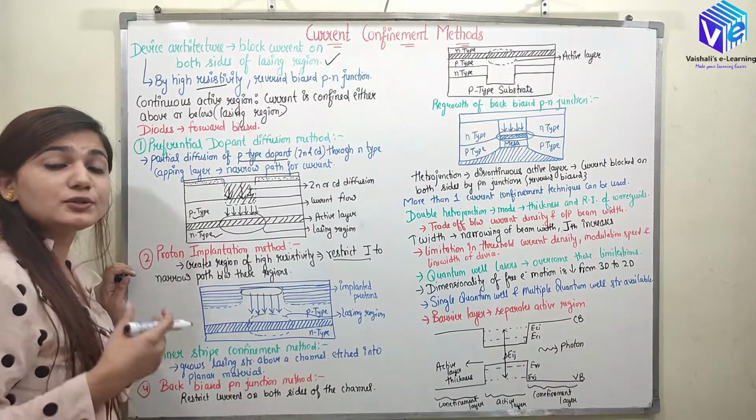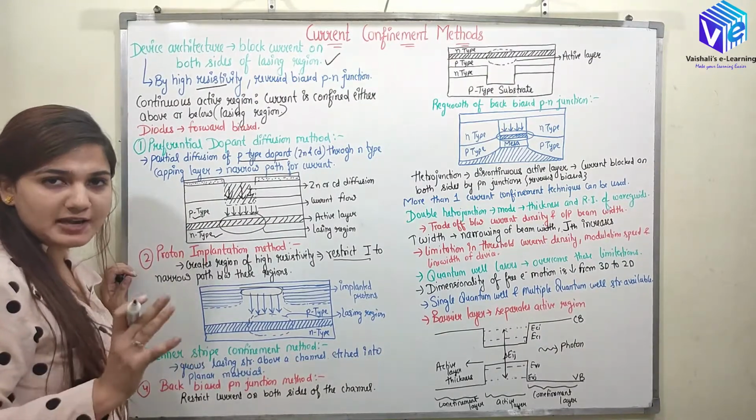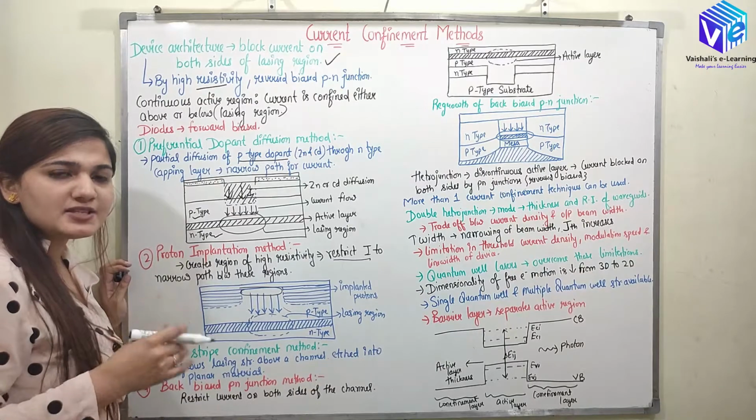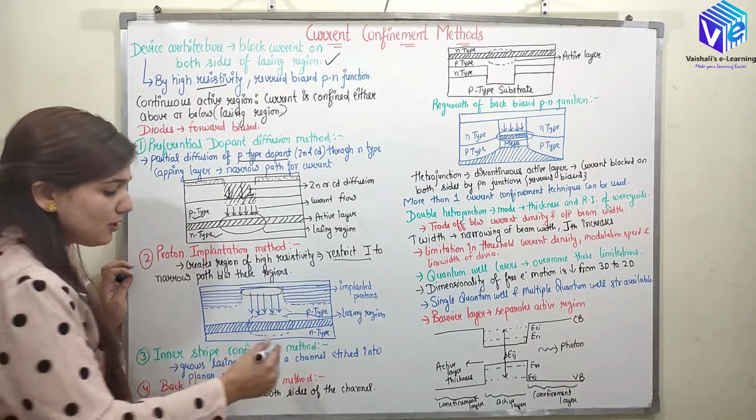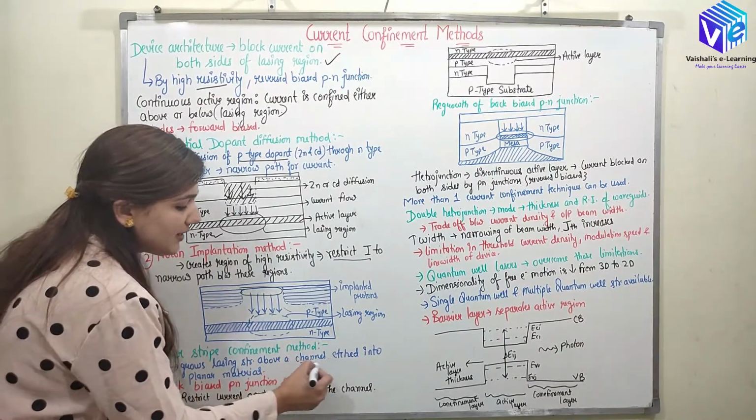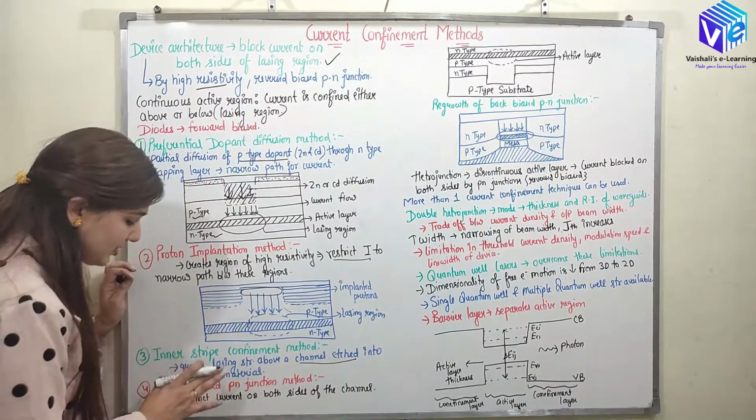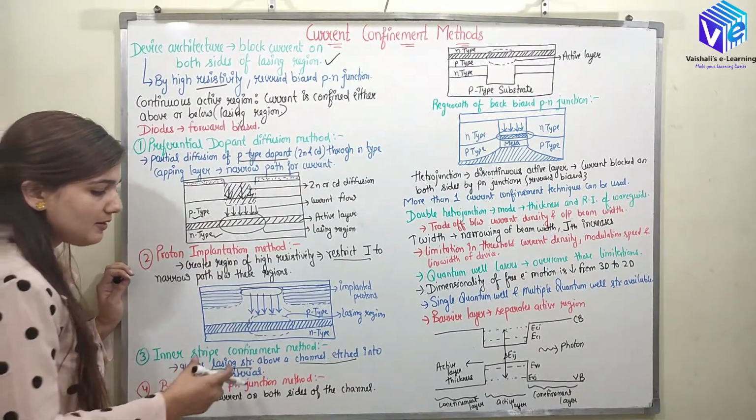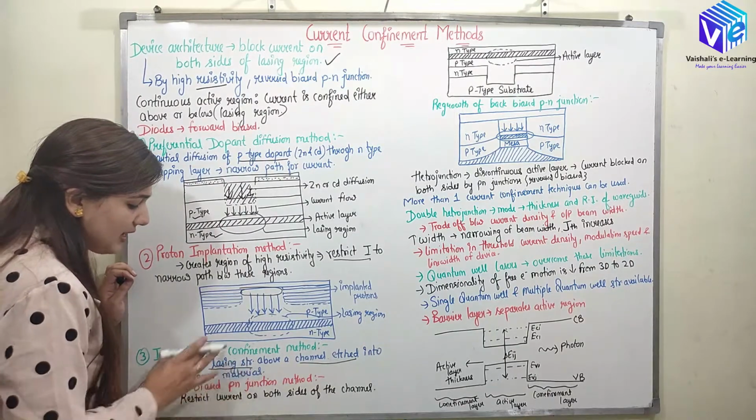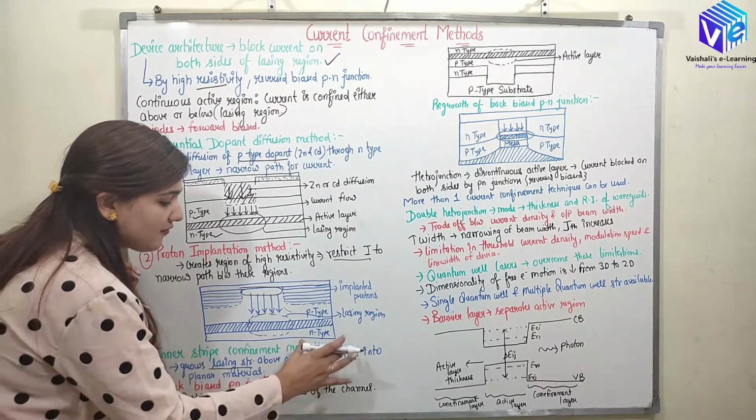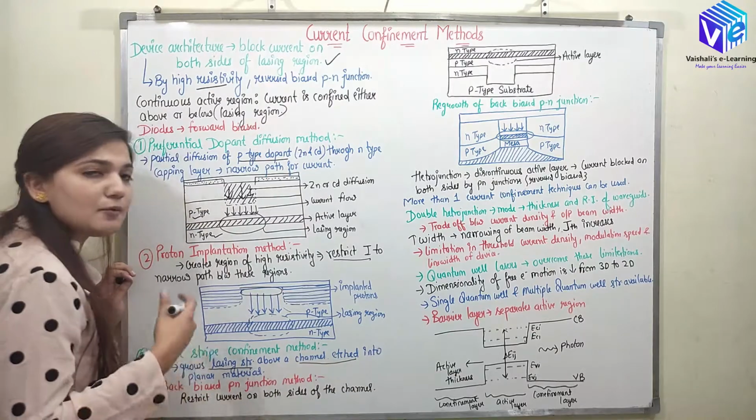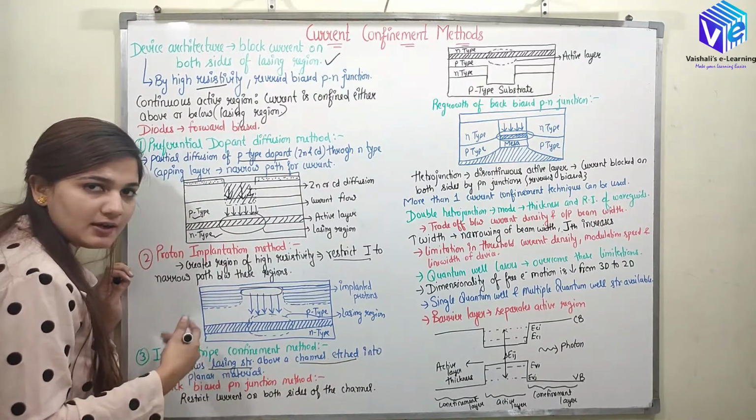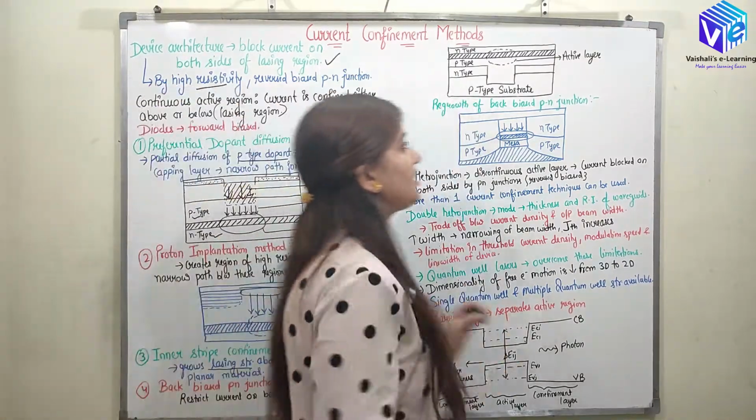Now coming to the inner stripe confinement method. As the name suggests, we have some stripes. Here we have a channel which is etched. Over the channel we are going to grow a lasing structure. Here we give a lasing structure above an etched channel, which is going to give me the current confinement.